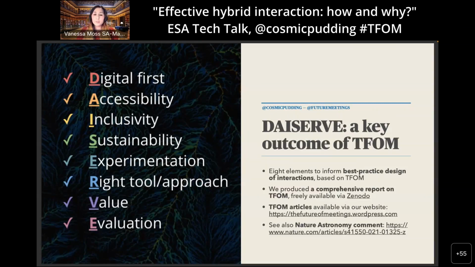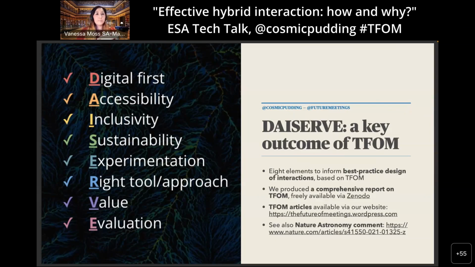We wrote a really long report, an 88-page report that's very comprehensive. So if you have any questions about the decisions we made in designing and executing, that probably is in that report. And we've written articles since then. So yeah, there's a number of things.